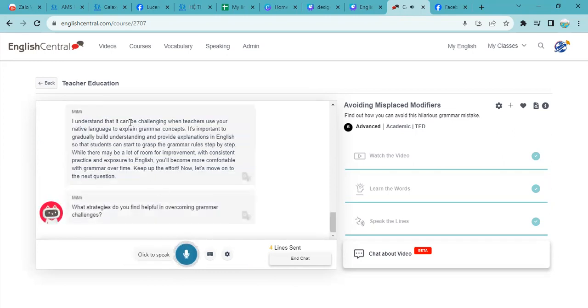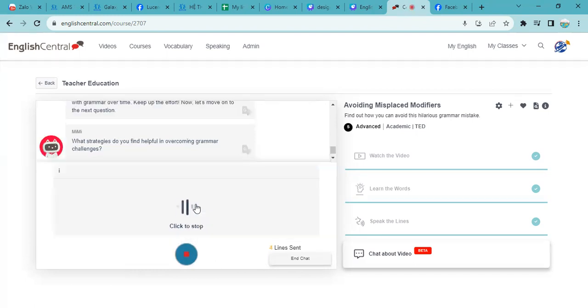I understand that it can be challenging when teachers use your native language to explain grammar concepts. It's important to gradually build understanding and provide explanations in English so that students can start to grasp the grammar rules step by step. While there may be a lot of room for improvement, with consistent practice and exposure to English, you will become more comfortable with grammar over time. What strategy do you find helpful in overcoming grammar challenges?